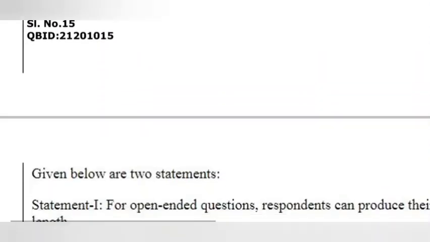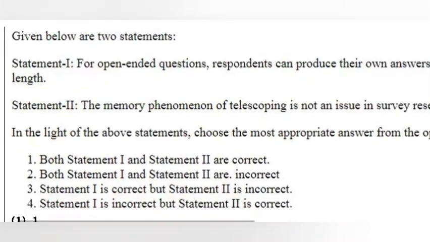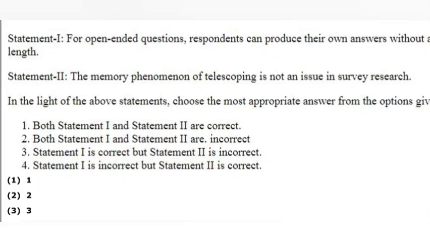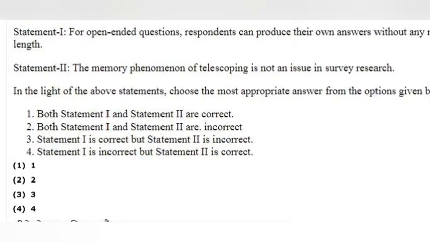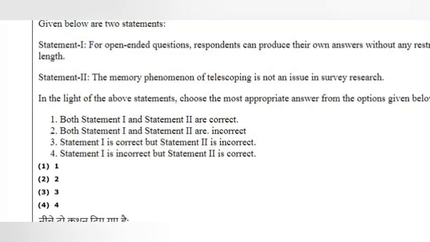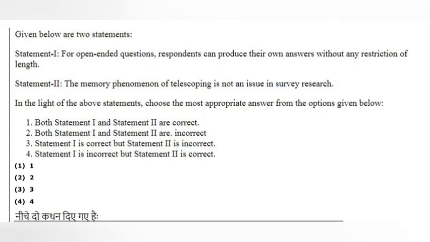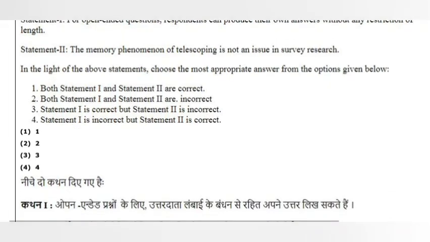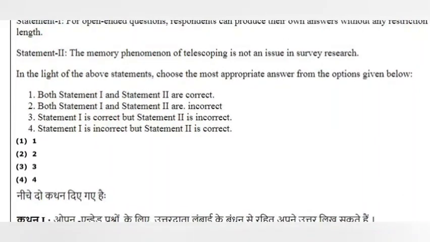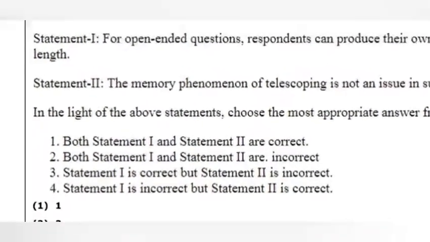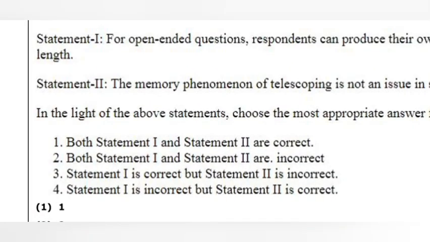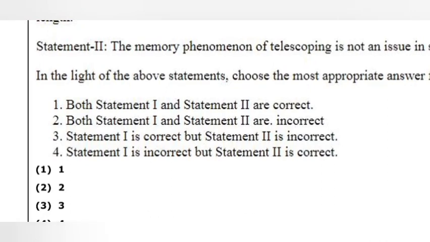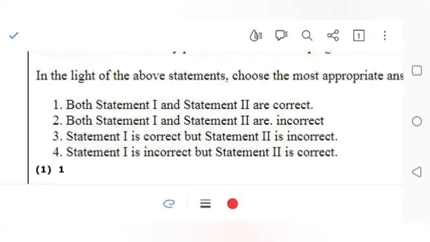Next, 15. Given below are two statements. Statement 1 says, for open-ended questions, respondents can produce their own answers without any restriction of length. Statement 2 says, the memory phenomenon of telescoping is not an issue in survey research. In the light of the above statements, choose the most appropriate answer from the options given below. Read it, four options are there. So the correct one will be, statement 1 is correct but 2 is not. Number 3.